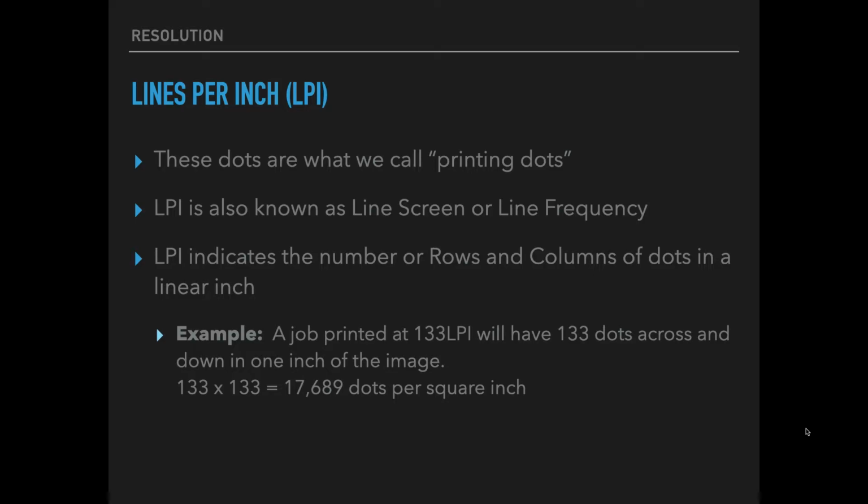So for printing, we try to have a 300 LPI or DPI image. So it's 300 dots across and 300 dots down for the best resolution and the highest quality.